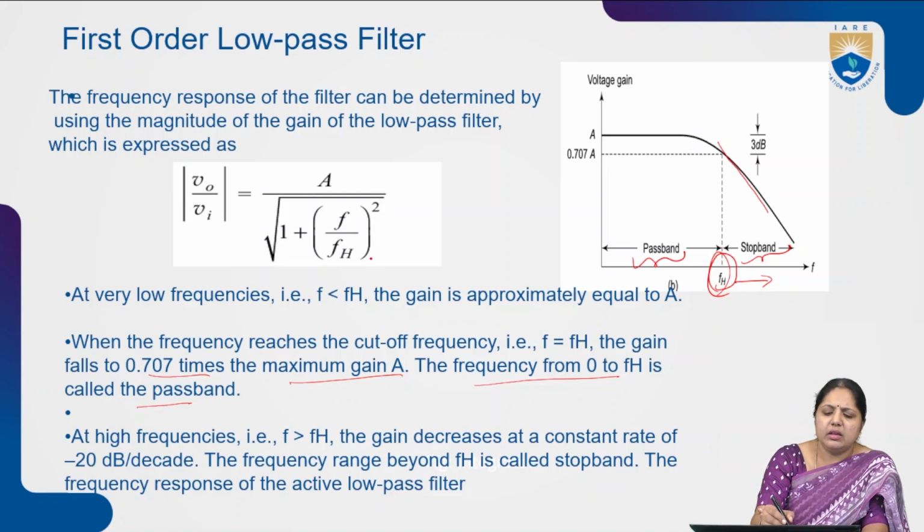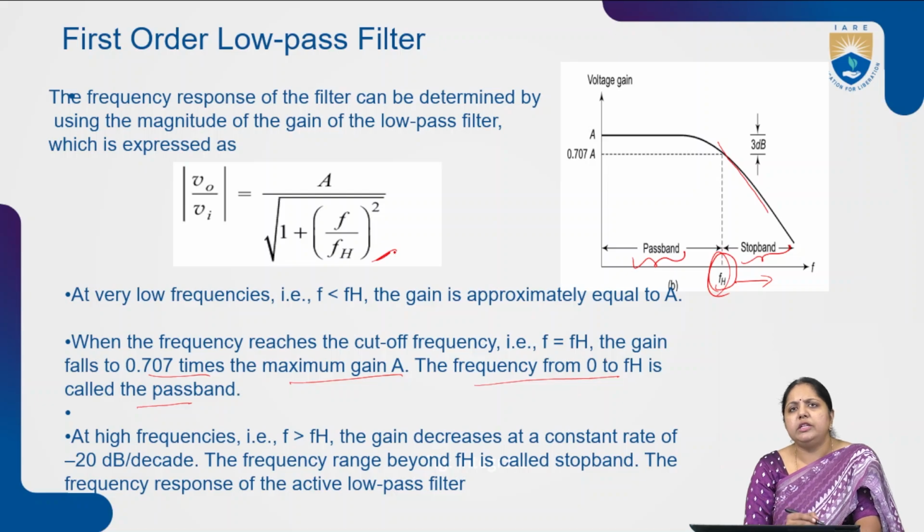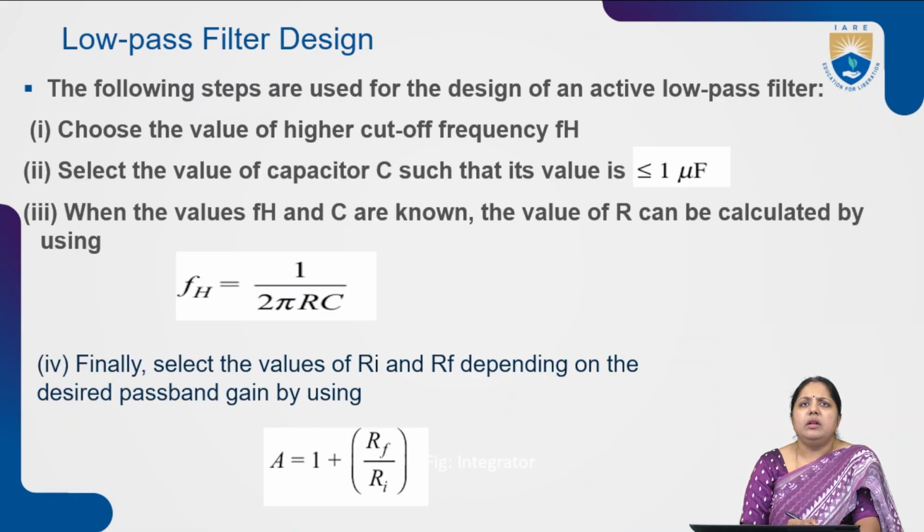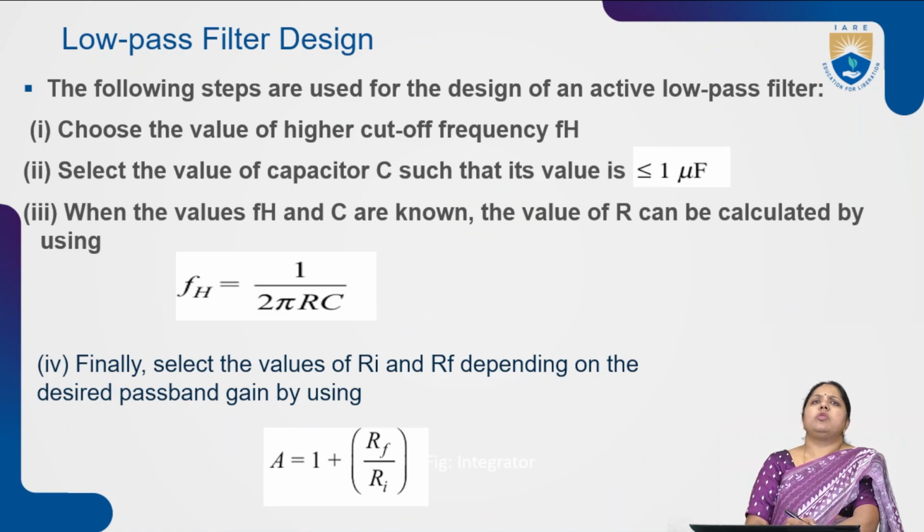This is the gain expression, where Fh equal to 1 by 2 pi RC and the gain equal to A by square root of 1 plus f by Fh whole square. And what is the expression for A? A is nothing but 1 plus Rf by Ri. So this is the derivation part and this is the frequency response of the corresponding low pass filter. Now let us see the design steps of the corresponding low pass filter.